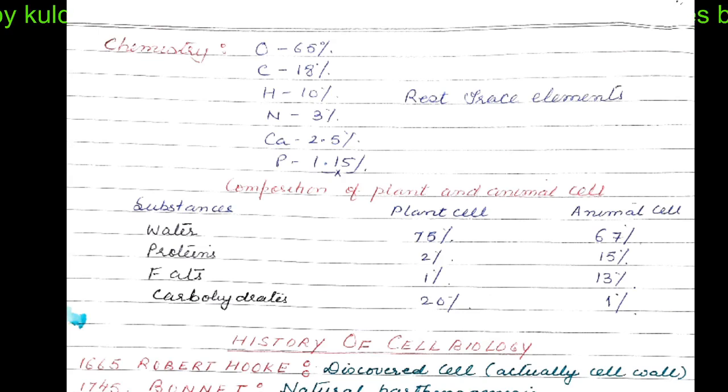If you compare the composition of plant and animal cells, water is 75% in plant cells and around 67 to 70% in animal cells. For proteins, plants have 2%, whereas animal cells have 15%. Plants have very low fat content, 1%, and 13% of the total material of an animal cell is fat. Carbohydrates: plants have a high carbohydrate content, 20%, whereas animal cells have only 1%.